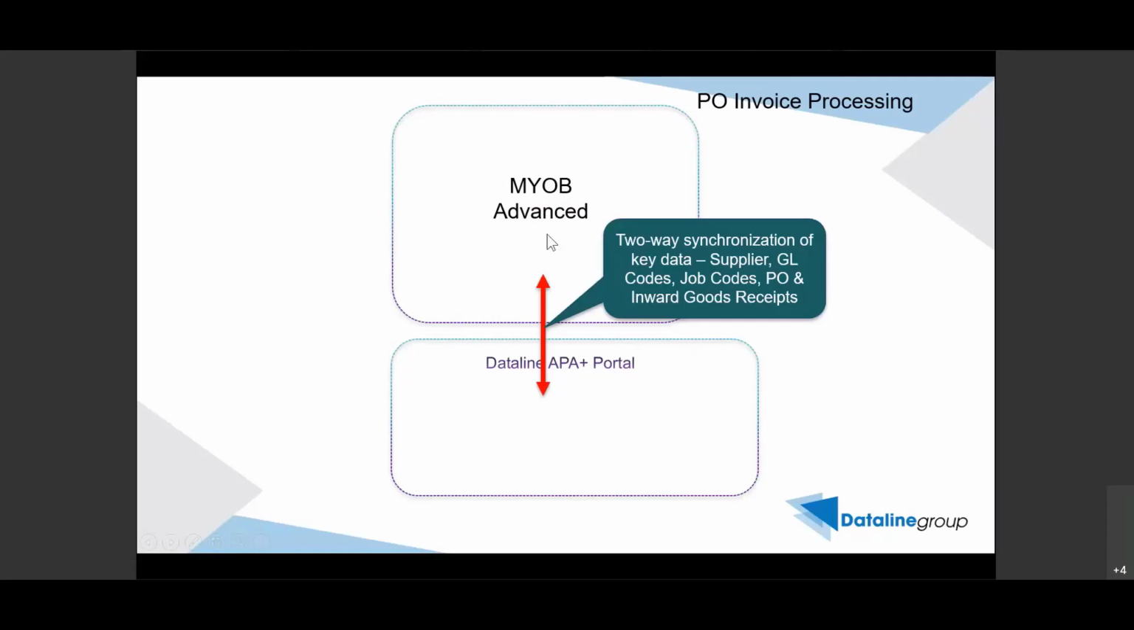Firstly, we pull down from the Advanced system information that we need to validate against the invoice when it comes in. So we pull down supplier details, geocodes, job codes. In Advanced, we're also pulling down projects and tasks now. And we pull down inward goods receipts and purchase order details. And this allows us to do some very smart things when the invoice comes in.